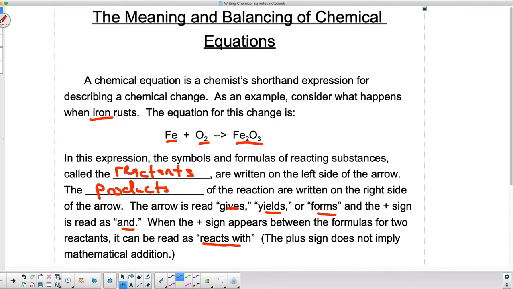The plus sign does not imply mathematical addition. If it did, then my product would look like this. Yeah, that's not me writing, that's the board. Okay, forget it. Let's move on.